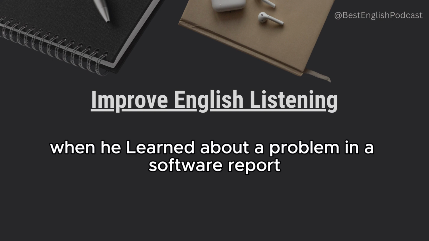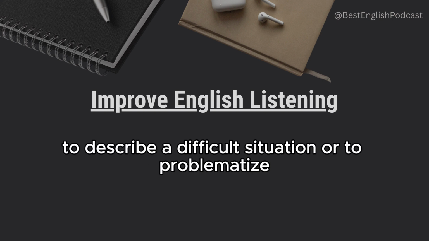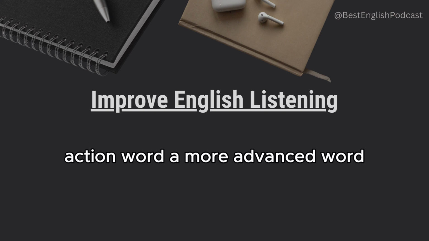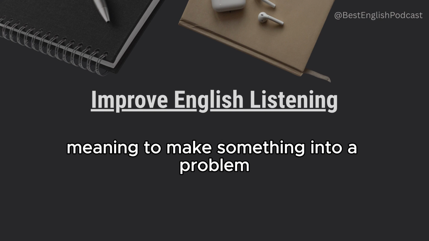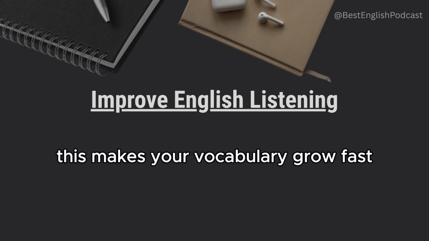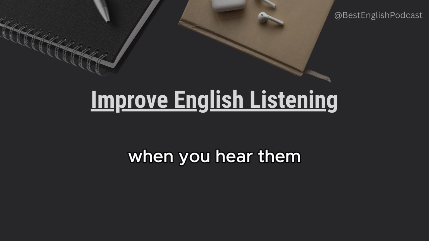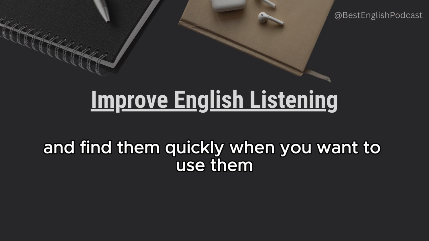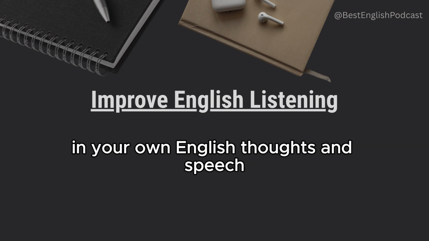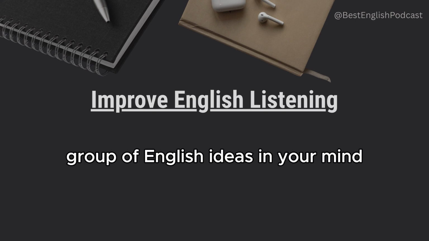Ethan's practice. When he learned about a problem in a software report, he'd also think of problematic, a descriptive word, to describe a difficult situation, or to problematize, an action word, a more advanced word, meaning to make something into a problem, to say a more detailed idea. This makes your vocabulary grow fast and helps you recognize these related words right away when you hear them, and find them quickly when you want to use them in your own English thoughts and speech. You're building a smart and connected group of English ideas in your mind.